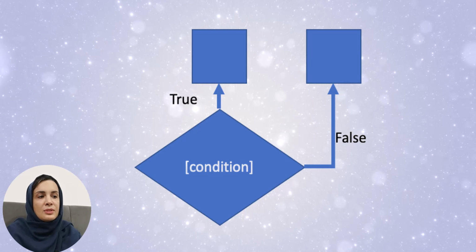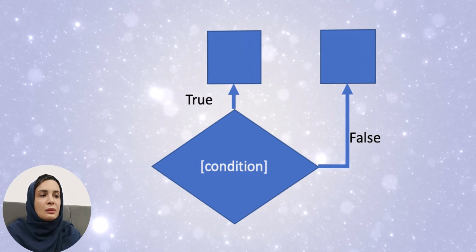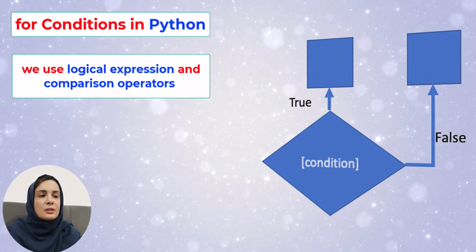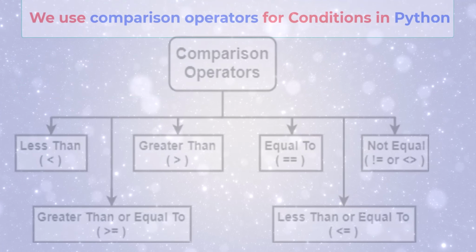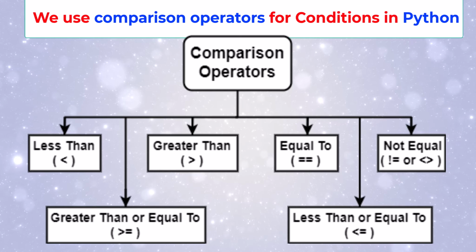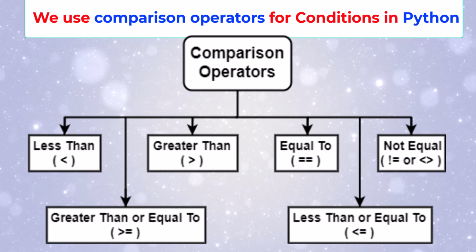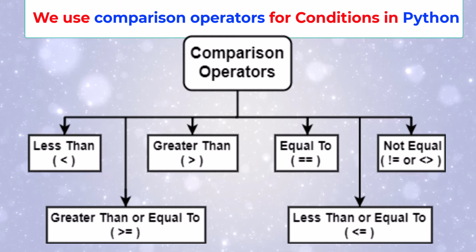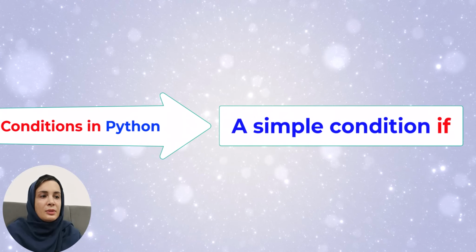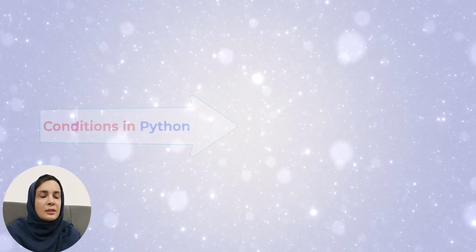In the picture, you can see how it works. Each part of this is called a condition block. When we write conditions in programming, we can use comparison operators, like if something is equal, greater than, less than, or not equal. Let's write a Python program with a simple if condition.